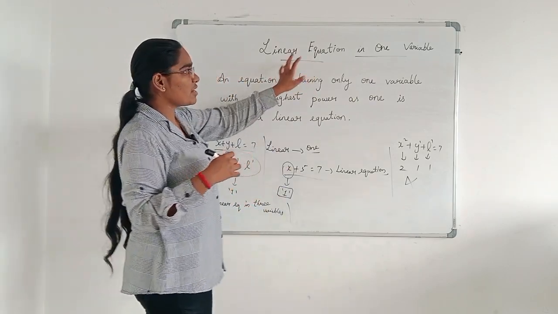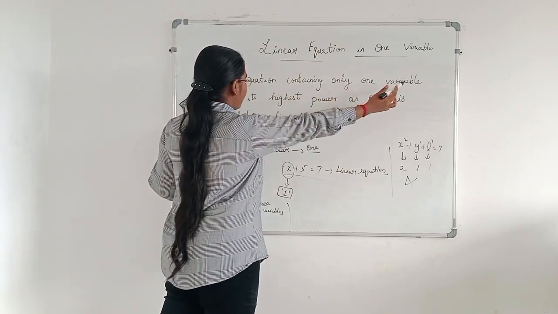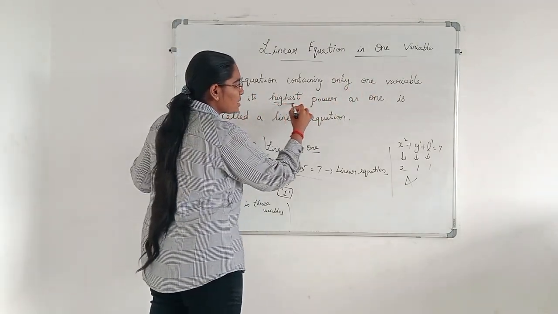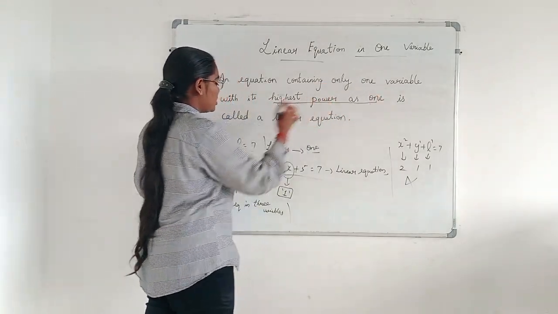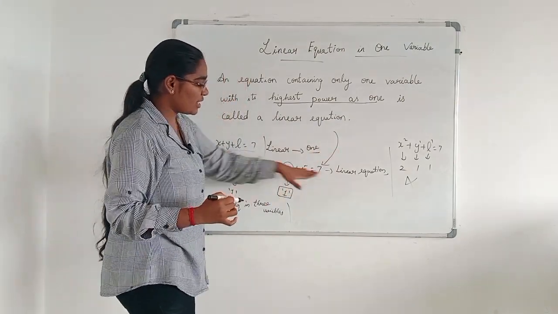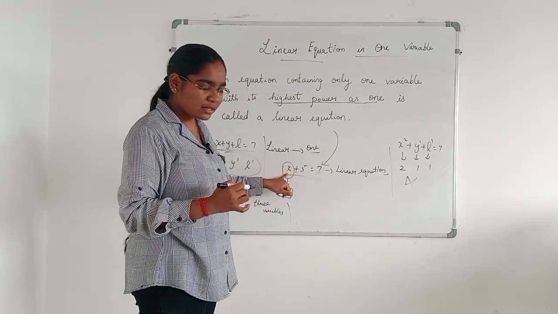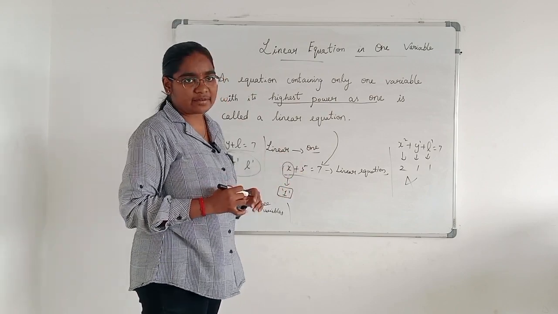This is the definition of linear equation in one variable: an equation containing only one variable with its highest power as 1 is called a linear equation. This is the example for it. Here the variable is x and its highest power is 1. So this forms a linear equation.